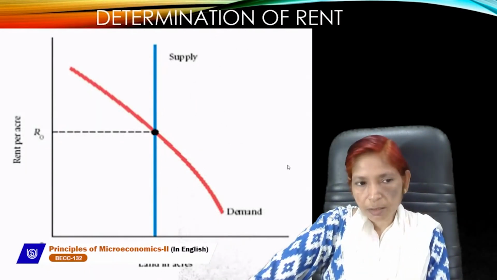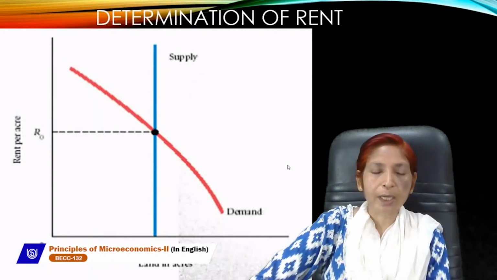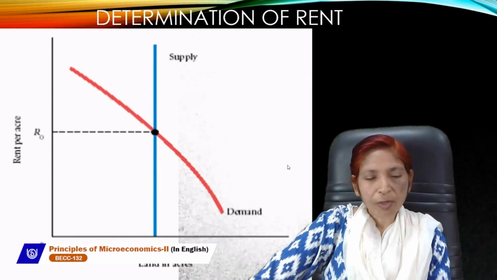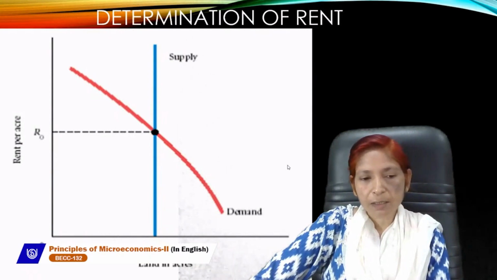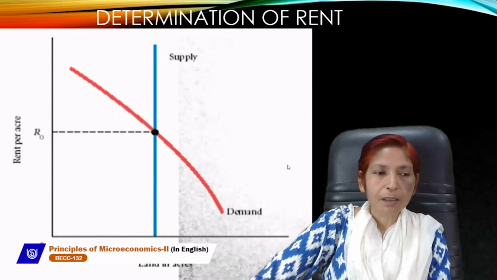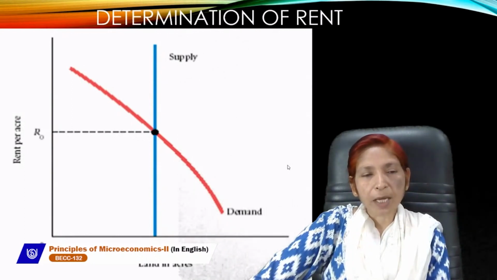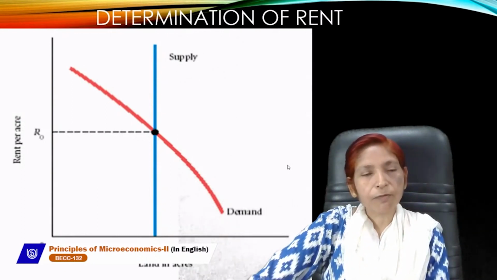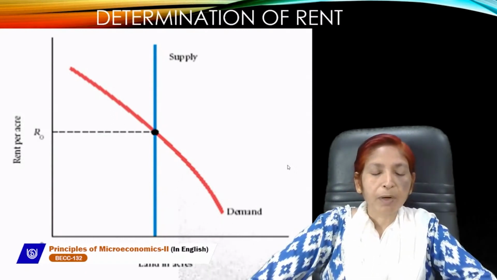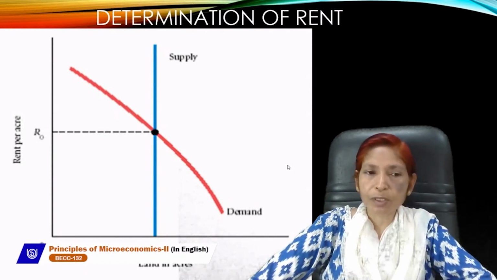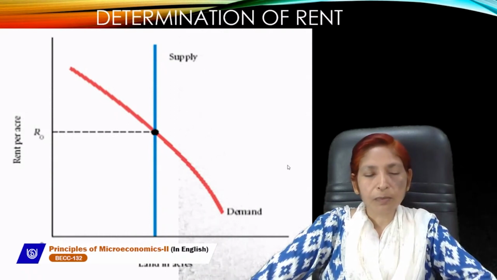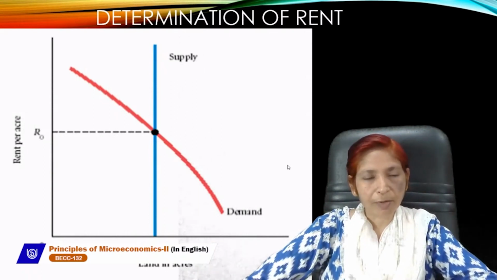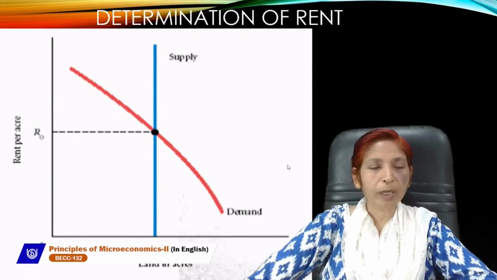How rent is determined, we can show with the help of this diagram. First of all, we will draw a diagram OXY. On the x-axis, take land demand or quantity of land, and on the y-axis, take rent. The supply of land is always fixed or inelastic, but the demand for land is a downward sloping curve, same as the demand curve for other commodities or factors.